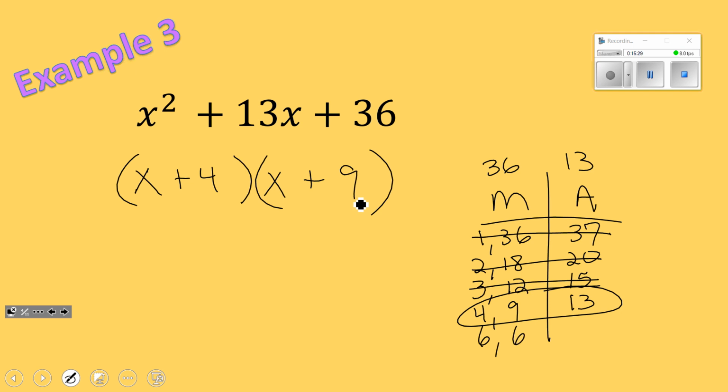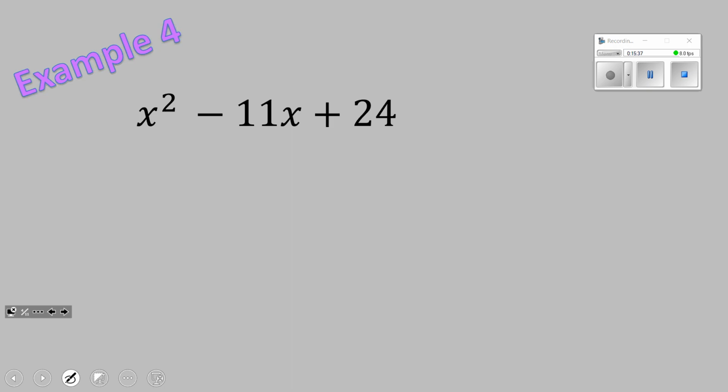All right, so for time purposes, are you okay if I don't check this one? Do you know how to FOIL it? Do you know how to check? All right. What's different?